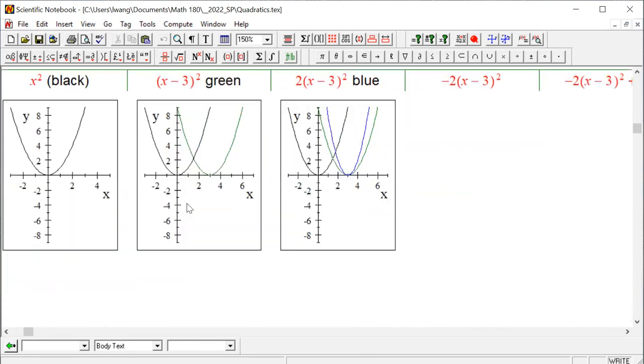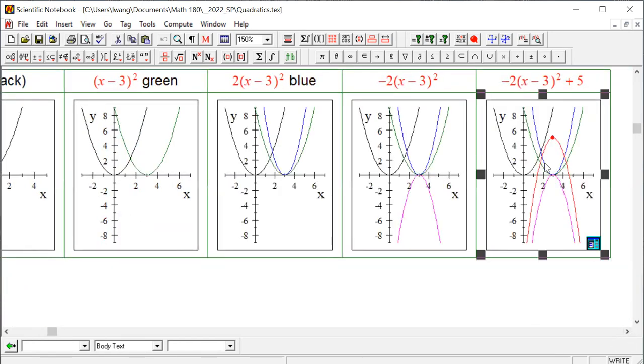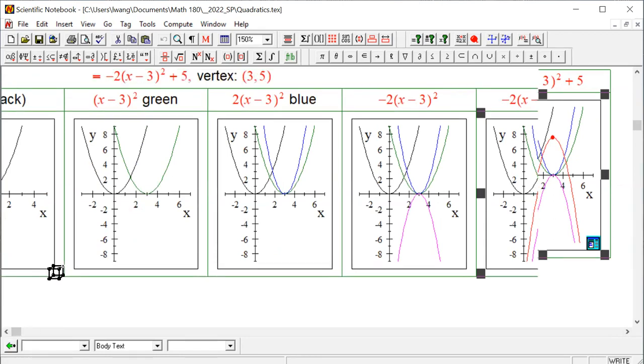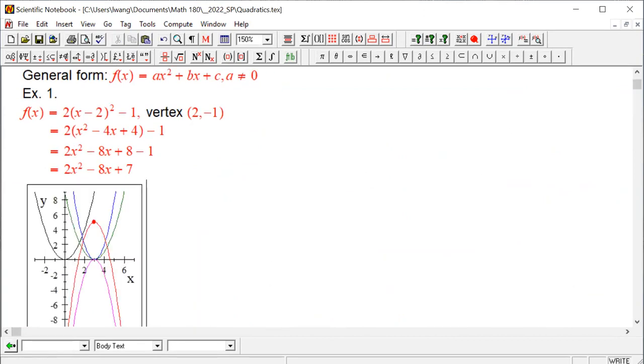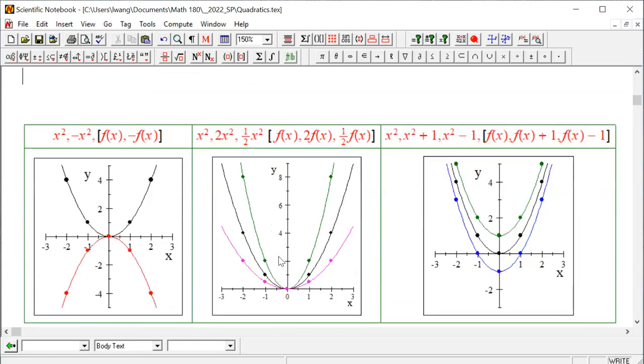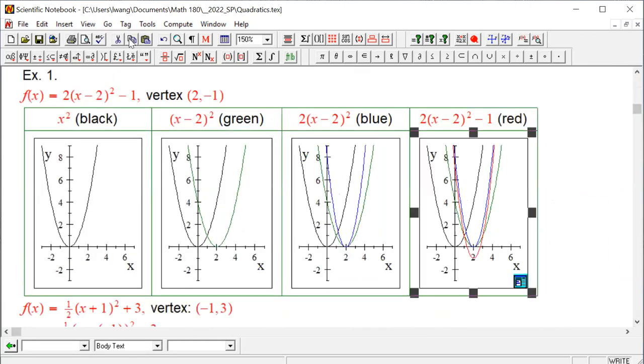I think it's here. So after all of that shifting, which we did last time, the final function, which is in red, we can tell the... wait, I think this is not the right function, sorry. Yeah, I copied the wrong function right here.